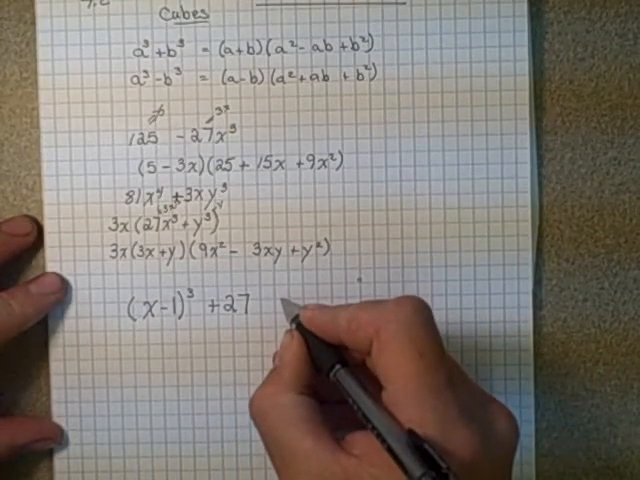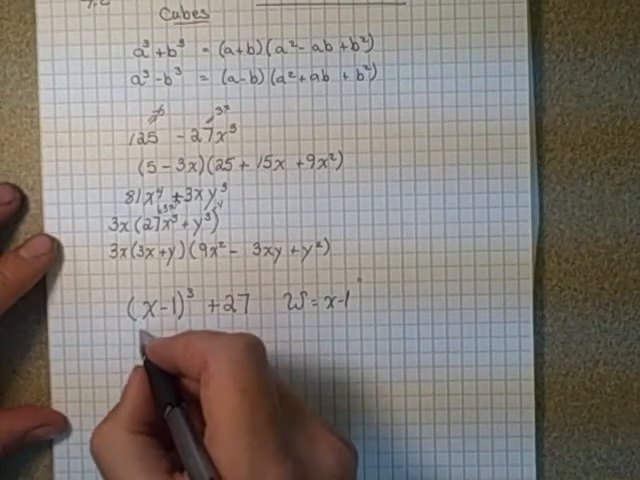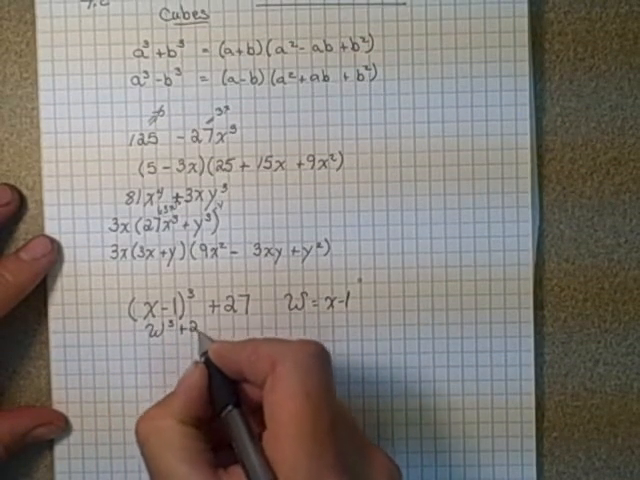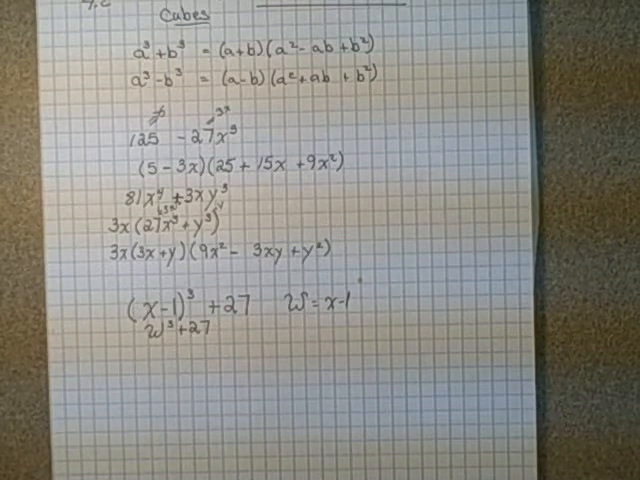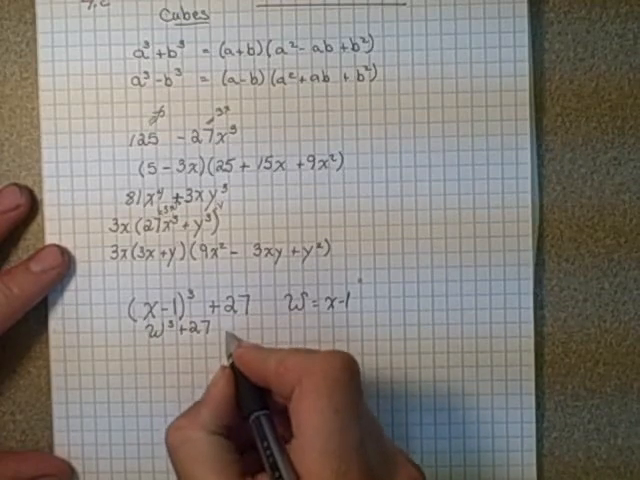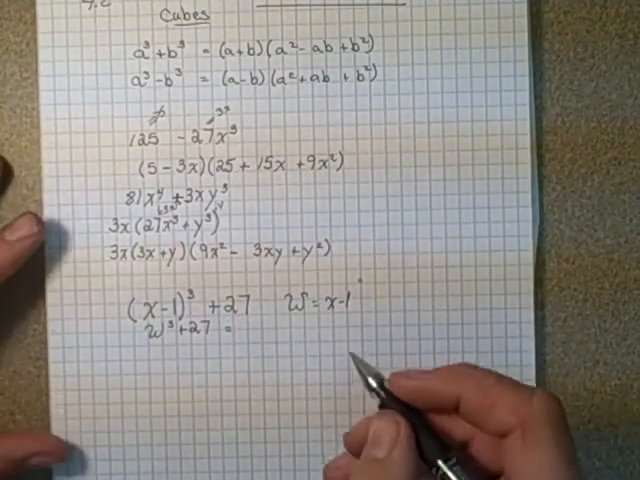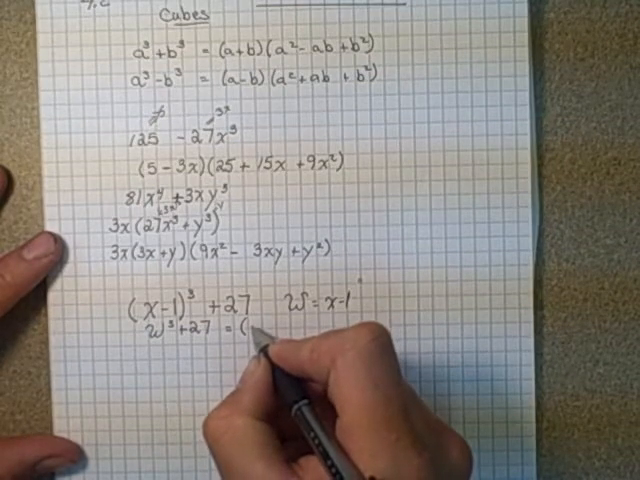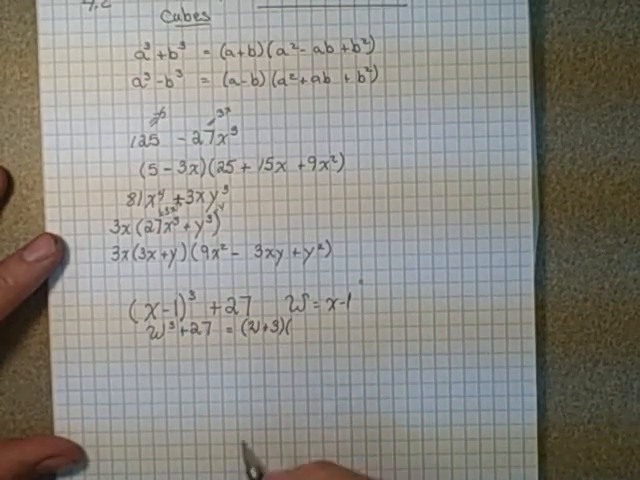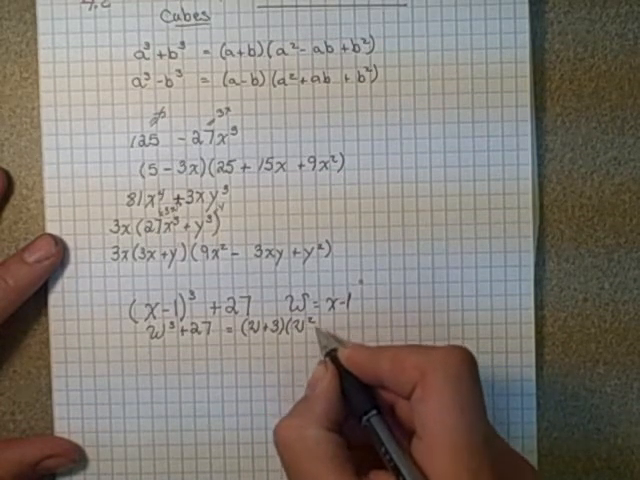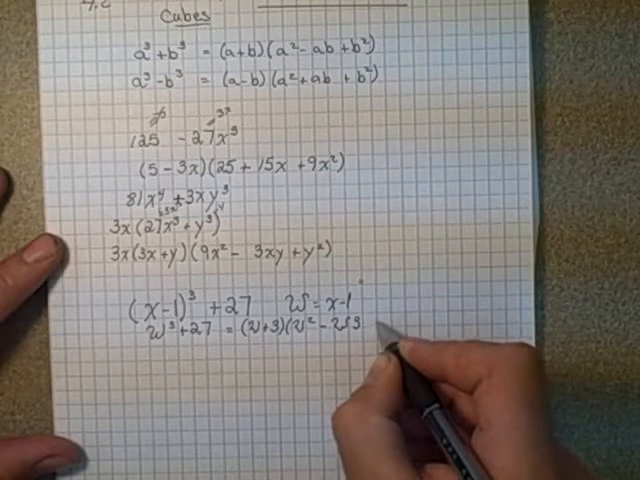If we use a capital W to represent our x minus 1 in this case, that would break down into w cubed plus 27. Now we can use w as the a term in our formula, and the cube root of 27 would be 3, and we could use that as well. So we can sub this into our formula now. It's a positive formula, so we have to use the top formula. We would have w plus 3 multiplied by w squared minus w times 3 plus 9.